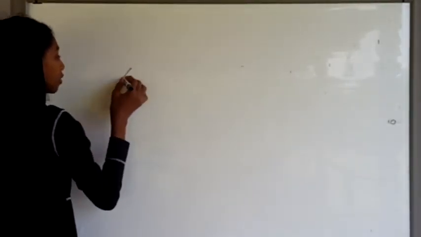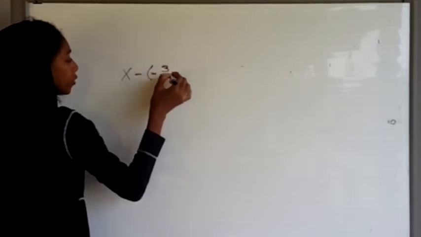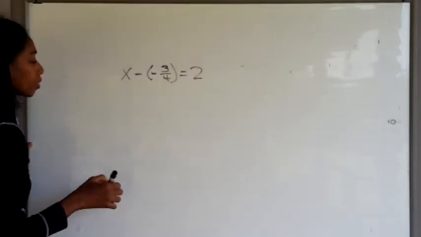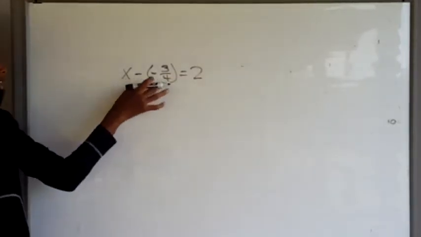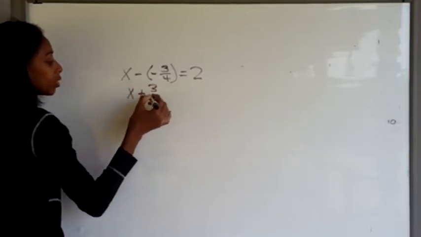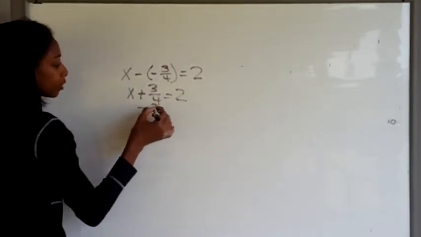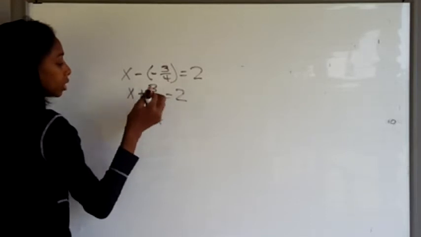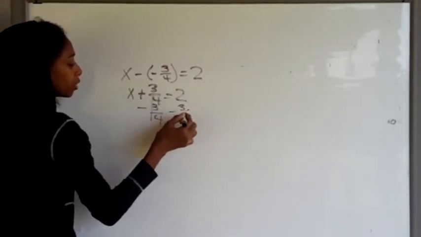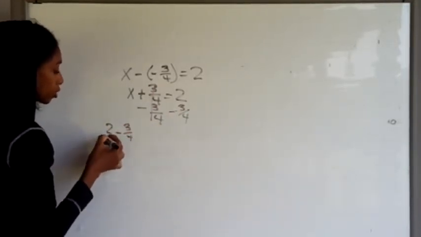Alright, so let's say we have x minus negative 3/4 equals 2. Alright, so remember, subtracting a negative is the same as adding, so we rewrite that as x plus 3/4 equals 2. Alright, so we subtract 3/4. That goes to 0, and we subtract 3/4. So 2 minus 3/4, or 2/1.